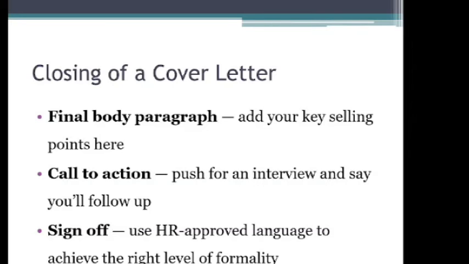Now what do you mean by final body paragraph? You can say conclusion. Whatever you have told in the previous lines, you can put again as a conclusion in the final part of the paragraph. Or you can say call to action, that means we will have a follow up on such and such day. So you make an action to be carried out. And sign off is like when you close the letter, what are the terms that you use.